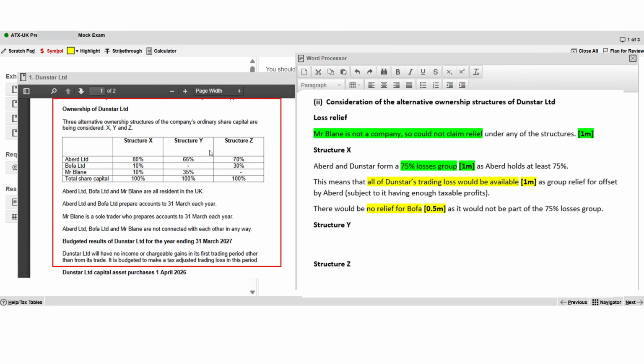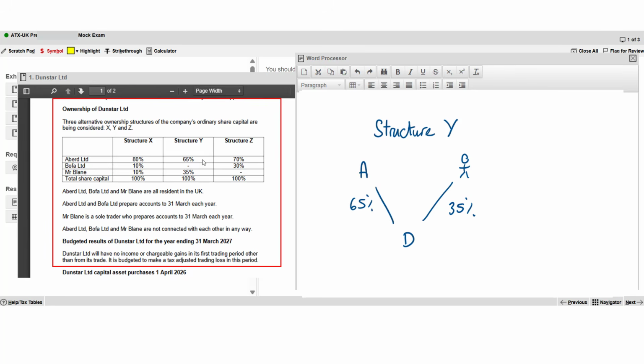Structure Y. A has 65% and Mr. Blaine has 35%. Clearly here there is no 75% group, and it is tempting to think that this might be a consortium. So a consortium is where we don't have a single company with 75%, but we have a joint share of at least 75%. But unfortunately, you cannot form a consortium with a person.